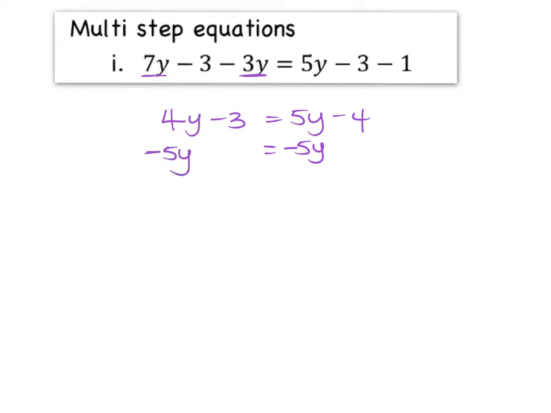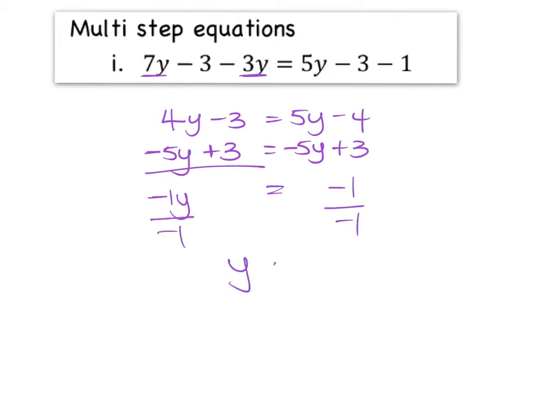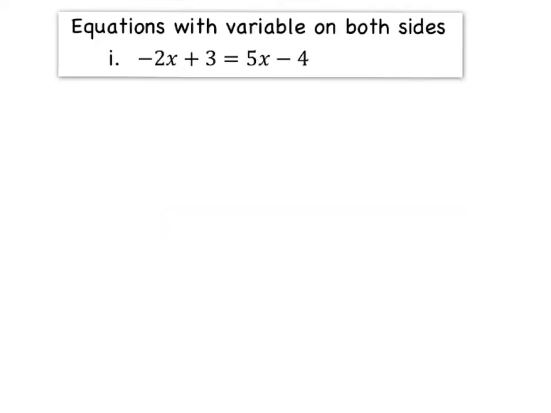We want all the numbers on the right-hand side. So we do not want this minus 3 on the left-hand side, so we add 3 to both sides. And now we can work it out. So we'll get minus 1y is equal to minus 1. Divide both sides by minus 1 and we'll get that y is equal to 1.